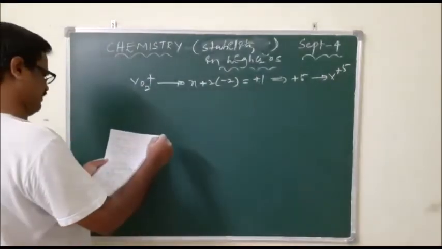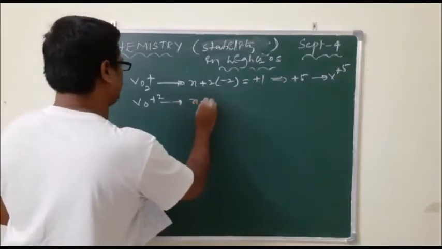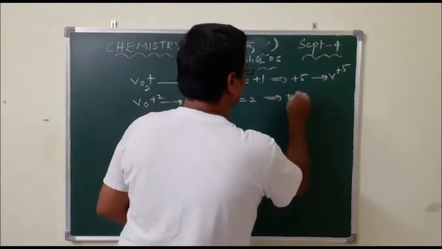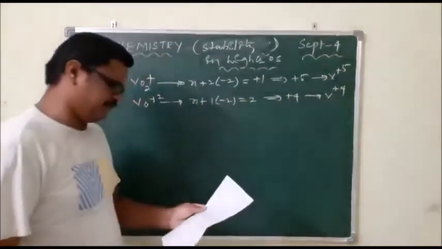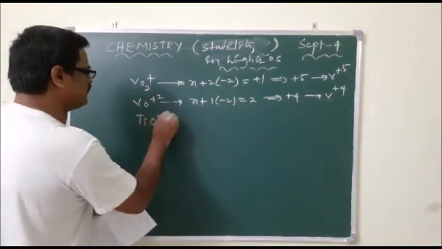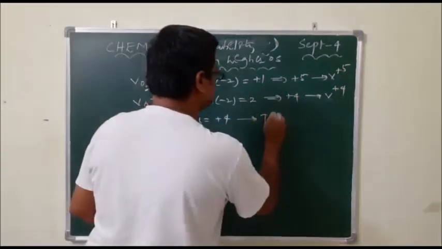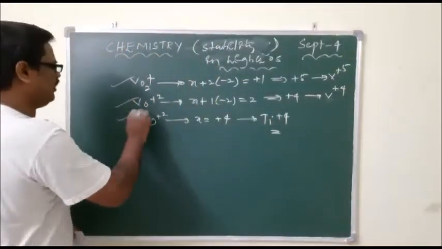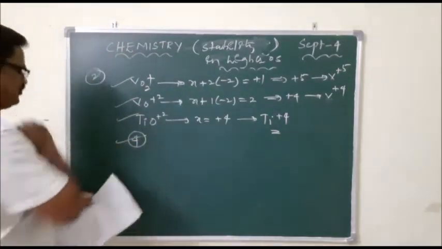If we go for the second one, VO plus 2 is given. VO plus 2 means definitely X plus 1 into minus 2 is equal to 2. Again we are getting plus 4. That means vanadium is in plus 4. Yes, with oxygen it is stable. In case of titanium also, when TiO plus 2 is given, here also we will get X is equal to plus 4. So titanium is in plus 4 oxidation state. So all are correct. Hence the fourth option is correct. That was the second question.